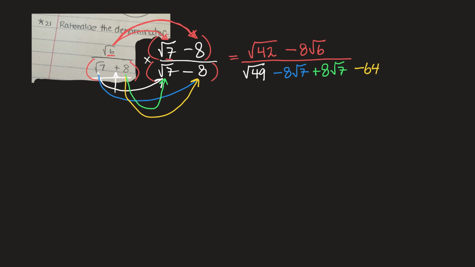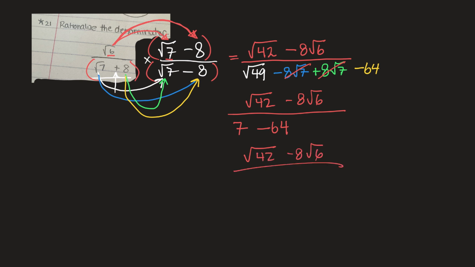Okay, on the top, I don't know if there's anything I can do on the top there. Let's just write it as is. Root 42 minus 8 root 6 over, square root of 49 is 7. Minus 8 root 7 plus 8 root 7, those will cancel. And so it'll be 7 minus 64 on the bottom. Leave the top alone, root 42 minus 8 root 6, all over 7 take away 64 will be a negative 57, I think.